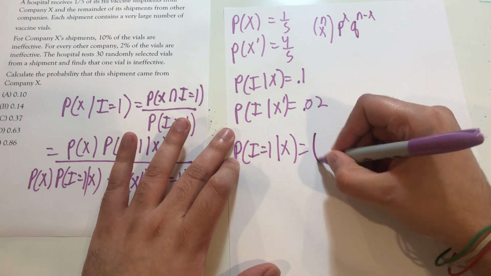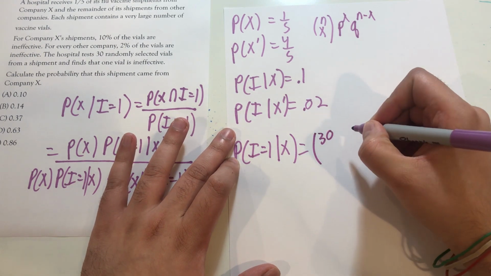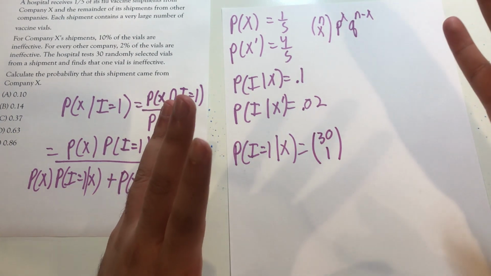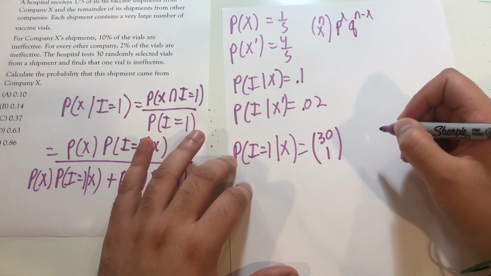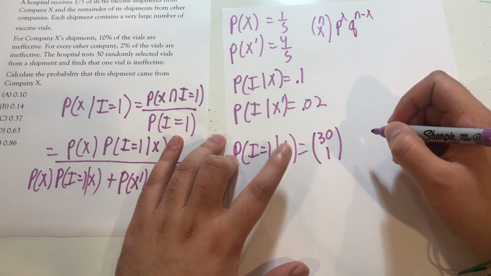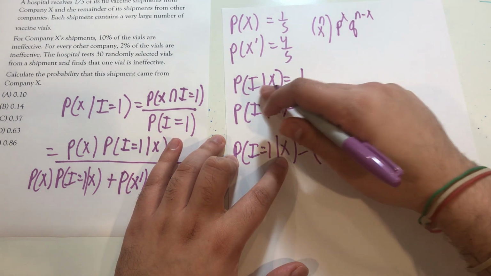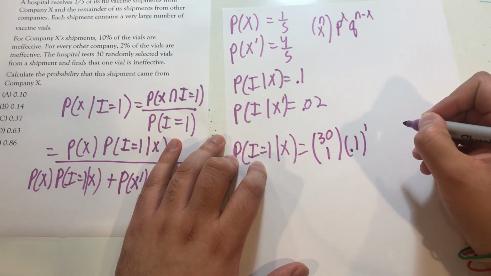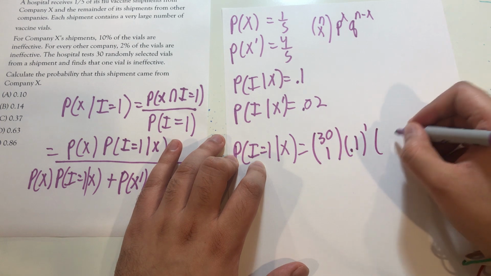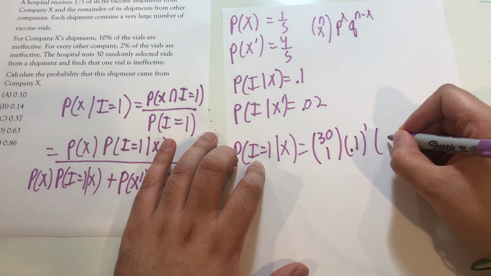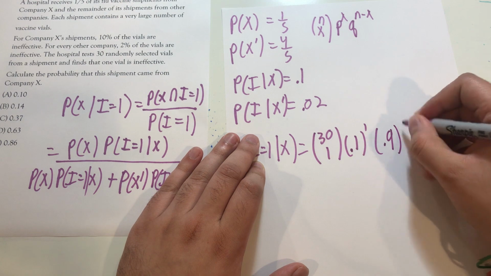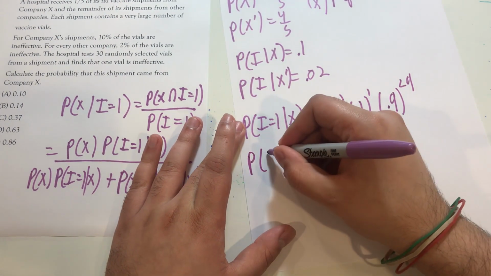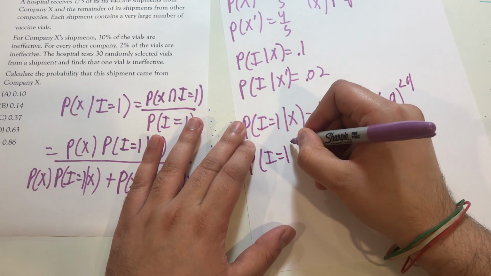So here, filling in that information, there are 30 trials. Choose one success, in terms of one being ineffective, times the probability of having a success from company X. Well, it's 0.1 right here, 0.1 raised to the first power, multiplied by the probability of failure. We should have 29 failures, 0.9 to the 29th.